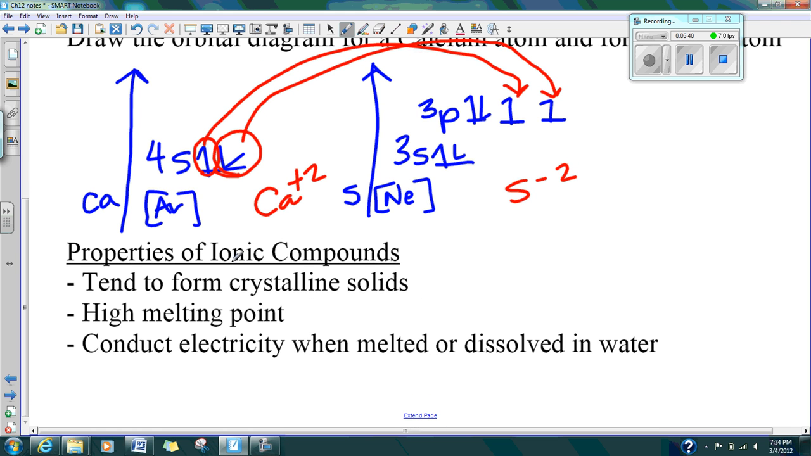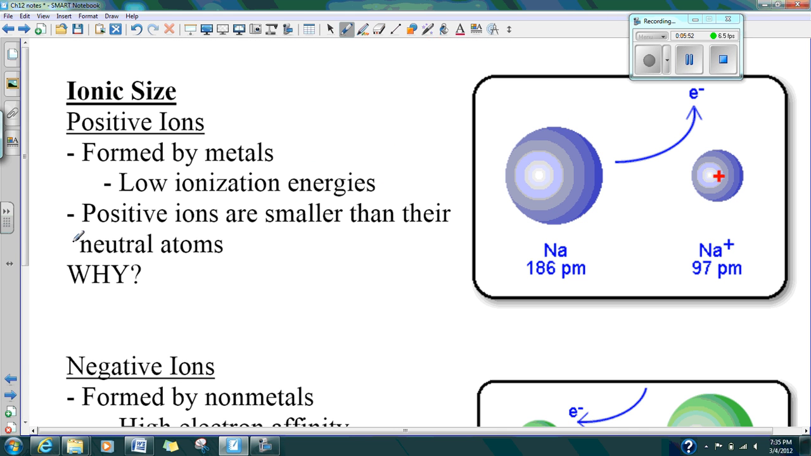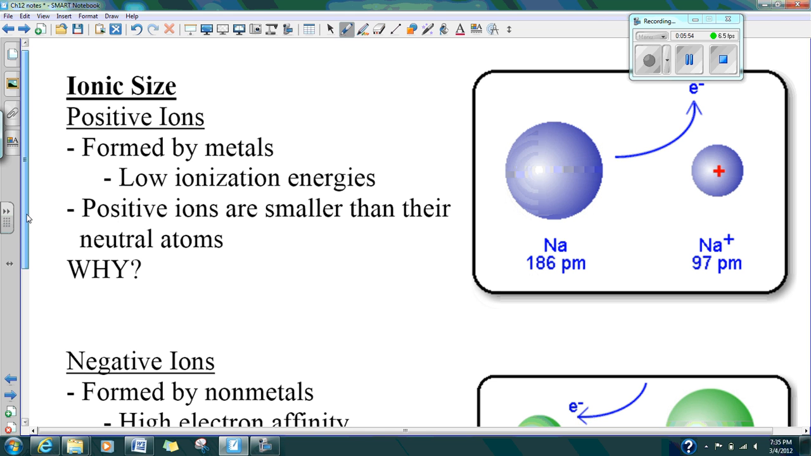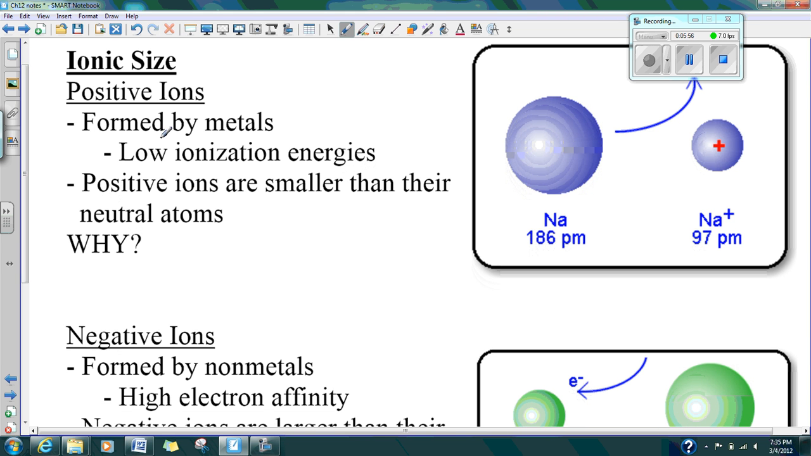So, properties of ionic compounds. I already talked about the crystalline solids, like your salt shaker, the NaCl that you have in your cupboard probably. High melting points, they conduct electricity when melted or dissolved in water. So when they transfer these electrons, we are talking about their ionic size. Positive ions, so we are talking about cations again, are formed by metals. They have low ionization energies. Remember, that means it's very easy to take that electron away. So positive ions are smaller than their neutral atoms when we talk about their size.